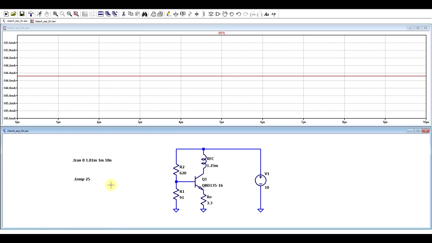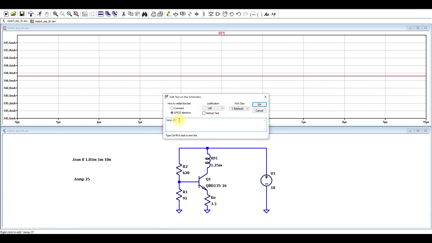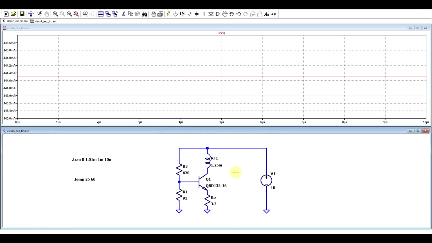Now, regarding the current consumption, it's important to point out that the current simulation is running at 25 degrees Celsius, but we can also simulate at another temperature, say 60, because the Class A amplifier will heat up in its operation.